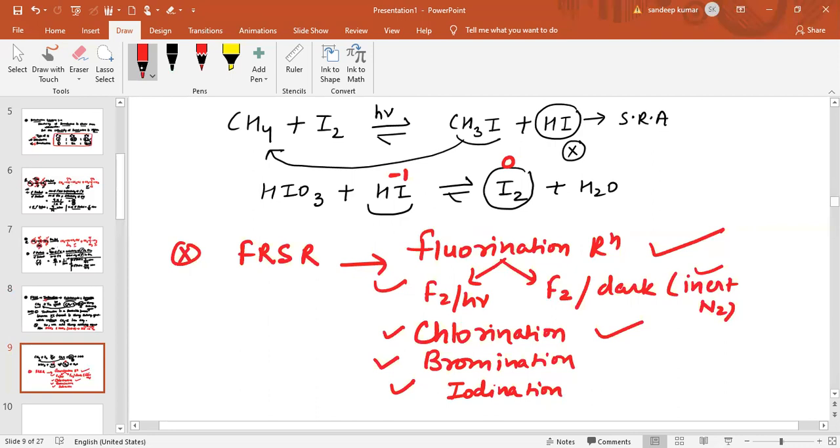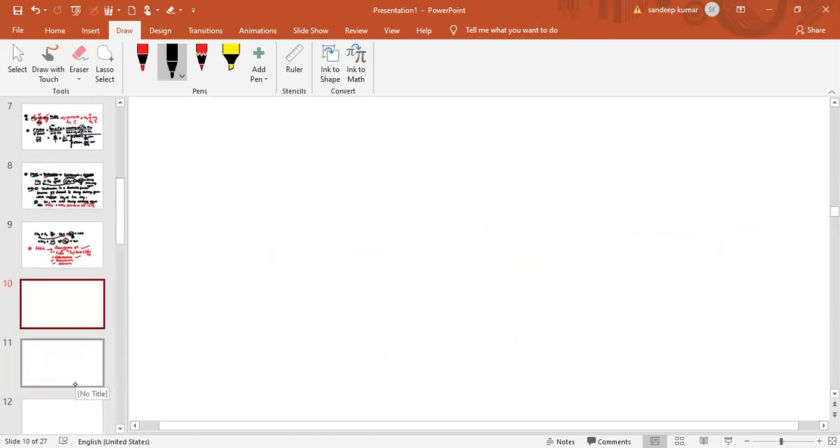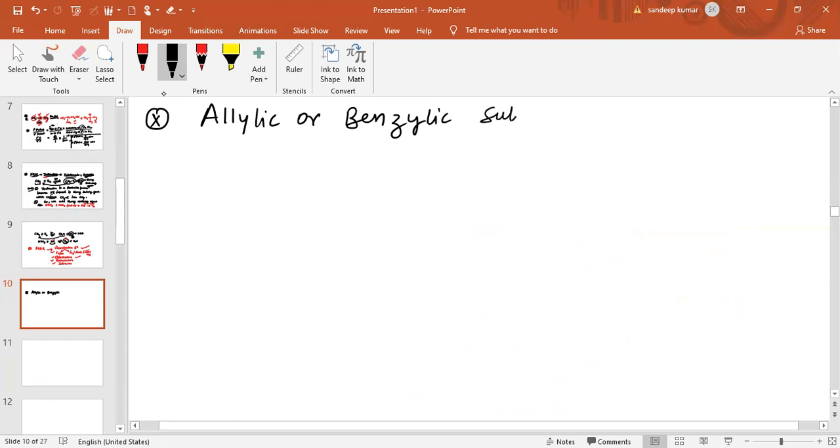Now we will discuss allylic or benzylic substitution. Next we are going to discuss allylic or benzylic substitutions. As you know, the allylic and benzylic groups, you know them in detail.